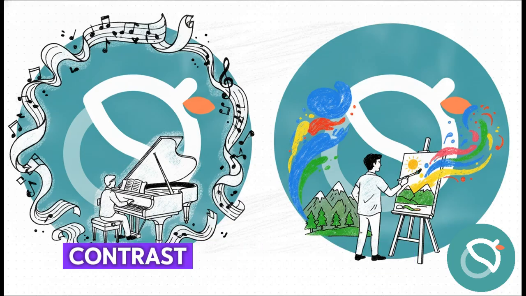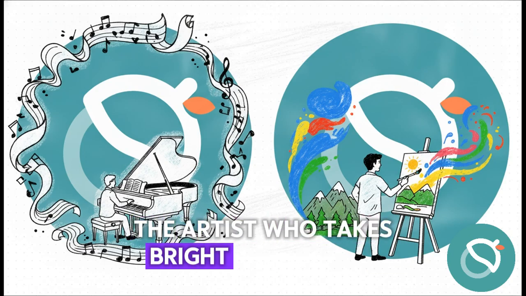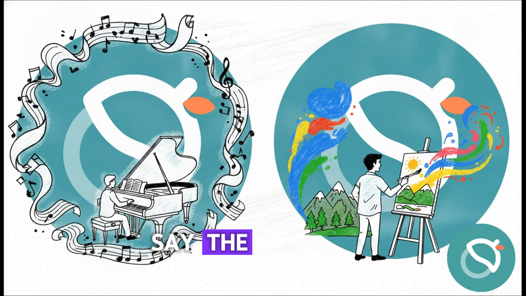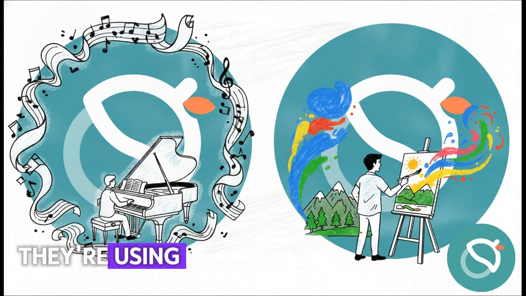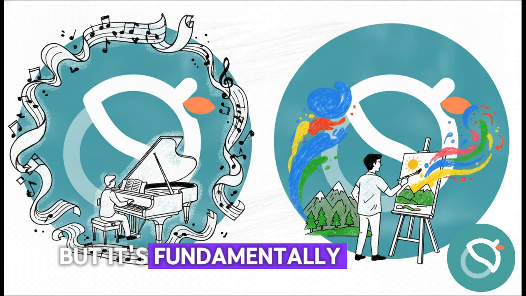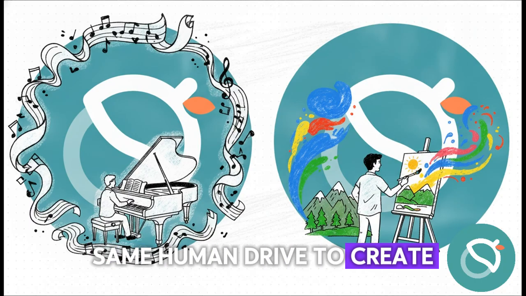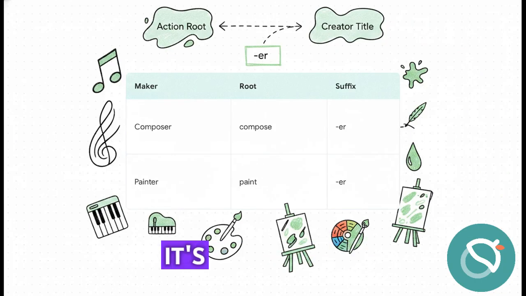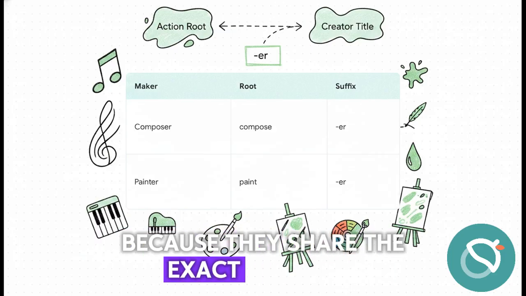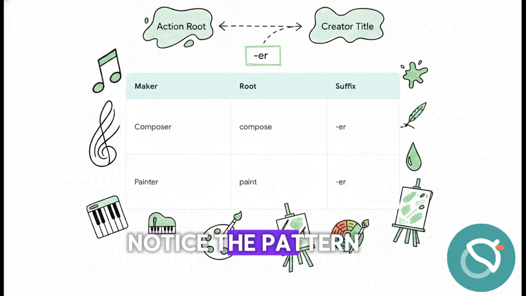Then on the right, contrast that with the painter, the artist who takes bright colors and paint to capture, say, the beauty of nature on a canvas. They're using totally different mediums, but it's fundamentally the exact same human drive to create. And linguistically, it's pretty cool because they share the exact same DNA. Notice the pattern we have here.